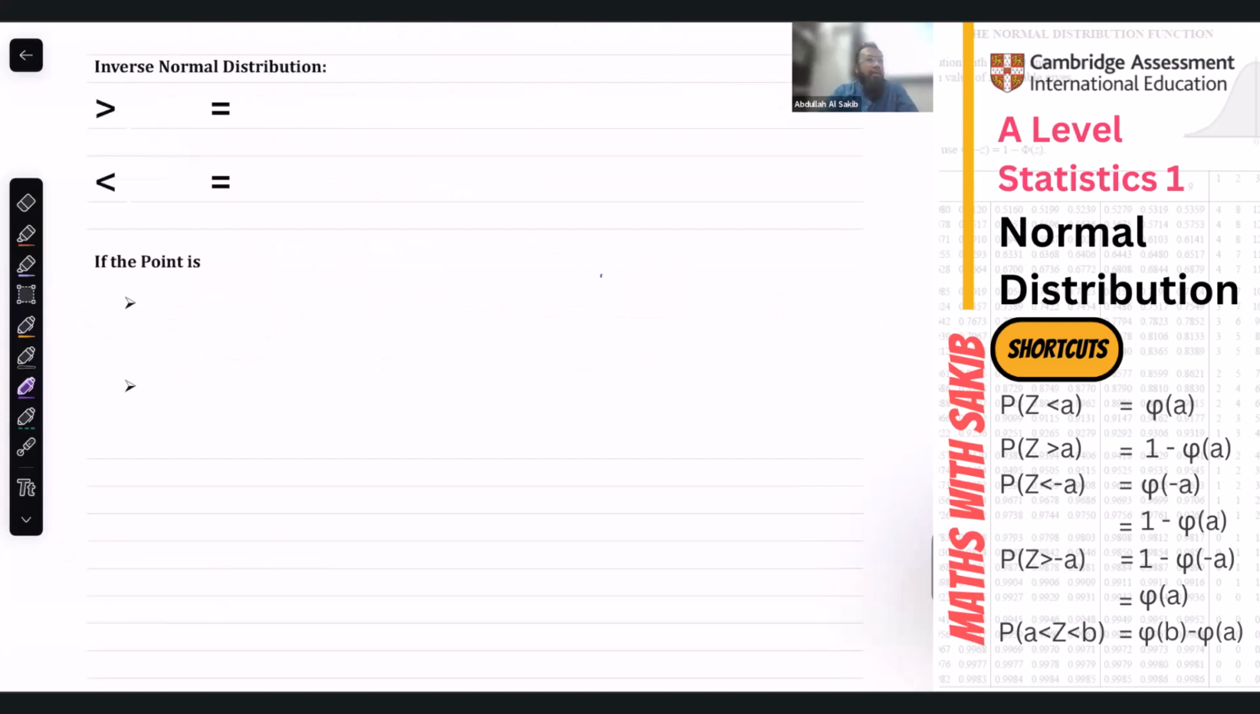So we're going to cover inverse normal distribution today. Before that, we have to make some notes. Just write down some notes. If it is more than or more than equal, then shade from right to left. If it is less than or less than equal, then shade from left to right.